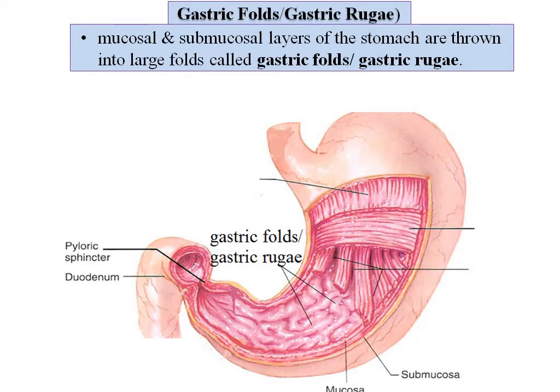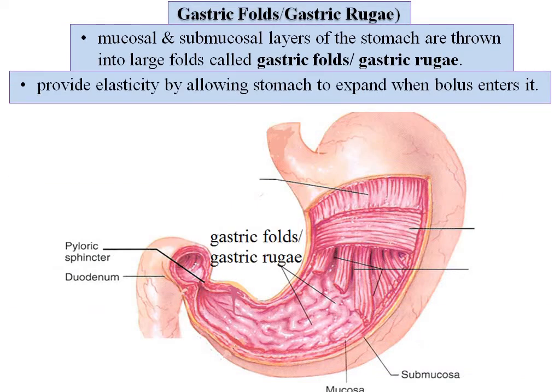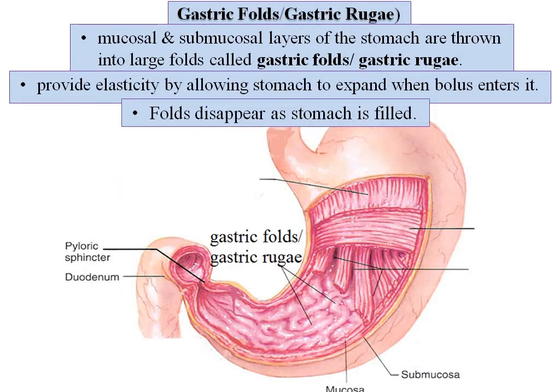The mucosal and submucosal layers of the stomach are thrown into large folds. These folds are called the gastric folds or gastric rugae. These folds allow the stomach to expand upon the entry of bolus. Folds disappear as the stomach is filled.